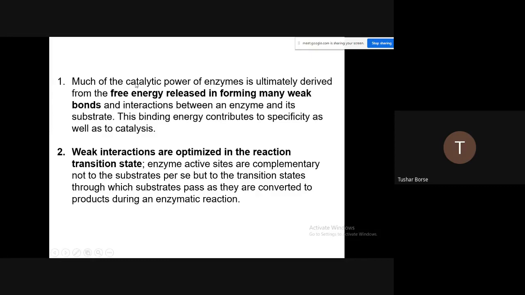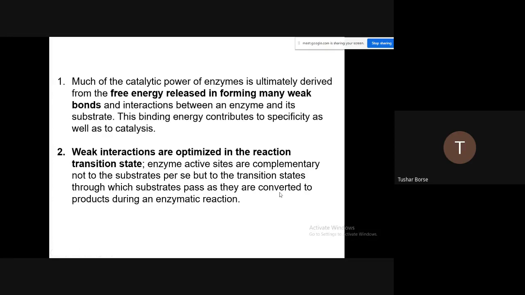Now, when this interaction is taking place, these weak interactions are maximized in the reaction when the enzyme substrate complex is formed. That is when it is going into the transition state. So here you can say that the substrate is bound to the enzyme properly when it has gone into its transition state. In other words, the enzyme active site is complementary to the transition state of the enzyme substrate complex, right? So the enzyme active sites are complementary not to the substrate, but to the transition states.